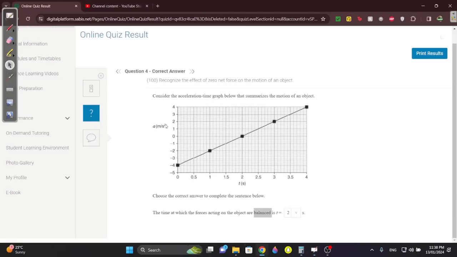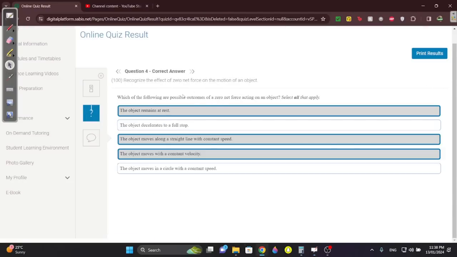Question 4. This one you memorize. What are the possible outcomes of a zero net force? Zero net force means it's balanced, so it's going to be at rest, or it's always going to be constant speed, constant velocity. It obviously doesn't move in a circle. It's always a straight line. It doesn't decelerate.